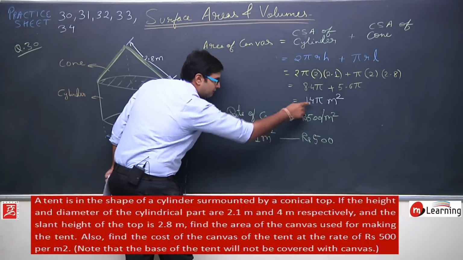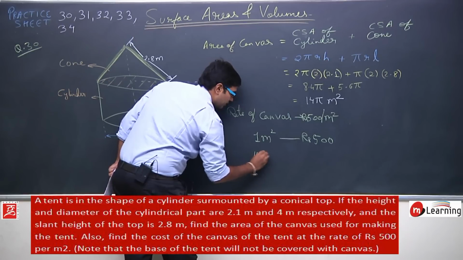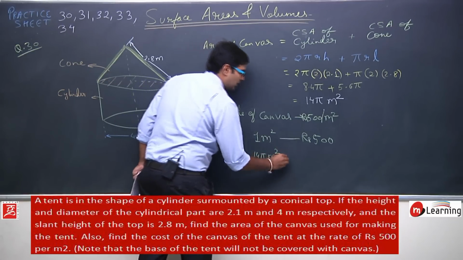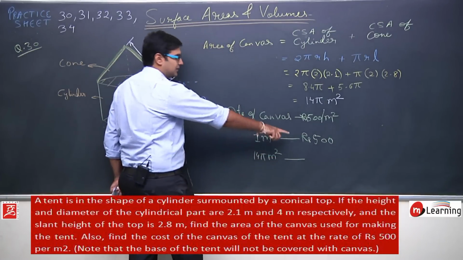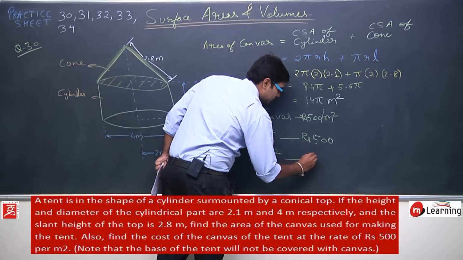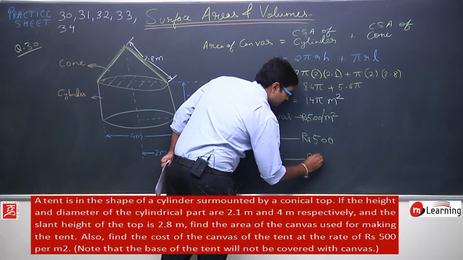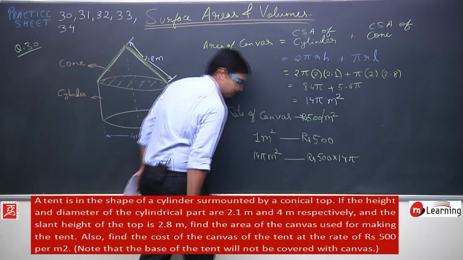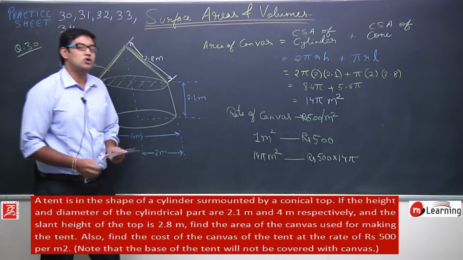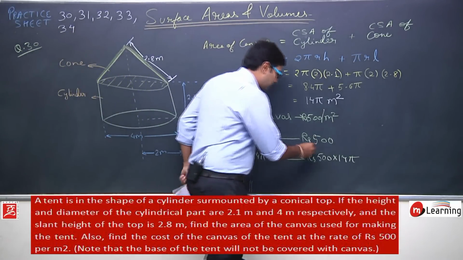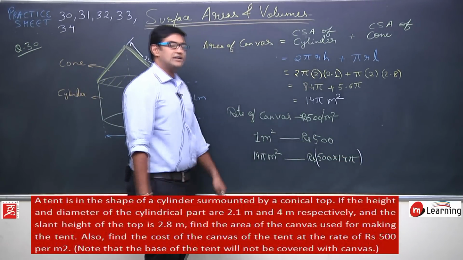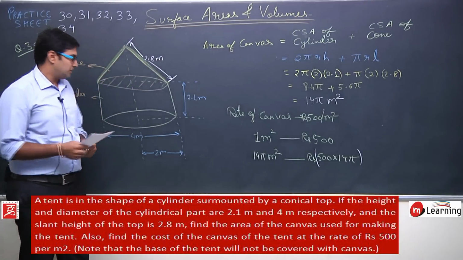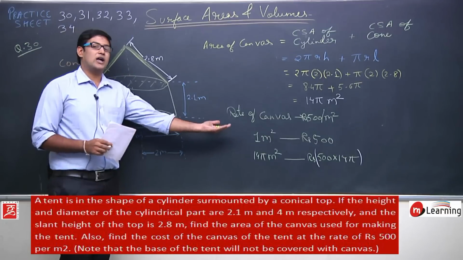So if I want to have 14 pi meter square canvas, then how much do I need to pay? Just multiply this 14 pi into 500. So this will give you rupees 500 into 14 pi. Okay, this much amount of rupees you need to pay to get this tent ready. So this much canvas you need to have.